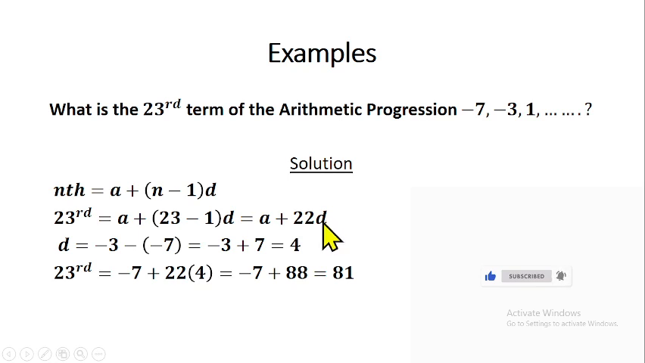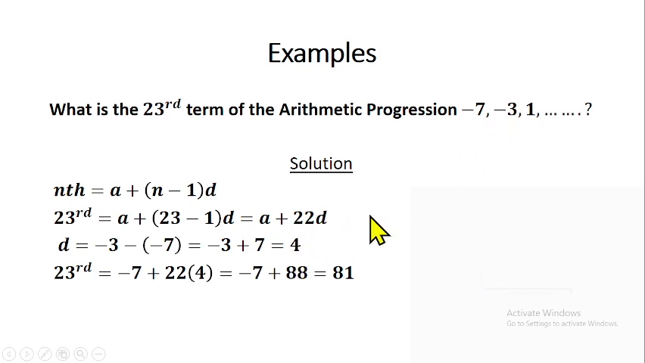Do we understand that? So we need our first term. What's our first term? That is minus 7. Then we need the common difference D. How do we get that? That would be minus 3 minus minus 7, or 1 minus minus 3. That will give us the common difference D equal to minus 3 minus minus 7, and that will give us minus 3 plus 7, which is 4. So that means the common difference is 4.